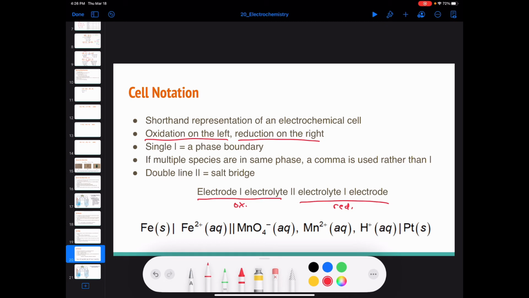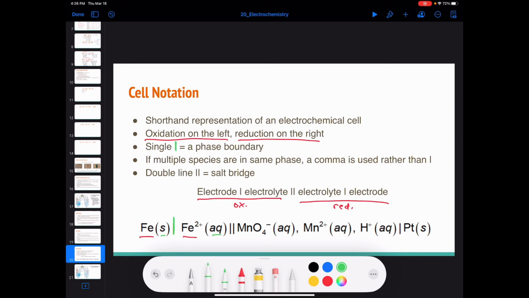And then we're going to use these lines, and if it's a single line, that means that we've got a phase boundary. So the best thing is to look at this example down here. First off, notice that we've got iron turning into iron 2+ ions. So it's being oxidized, right? It's increasing its oxidation state. Notice that we're going from a solid to an aqueous solution, so we have to put a solid single line right here to represent that phase boundary. If we're going from a solid to a solid, we would just use a comma, okay?